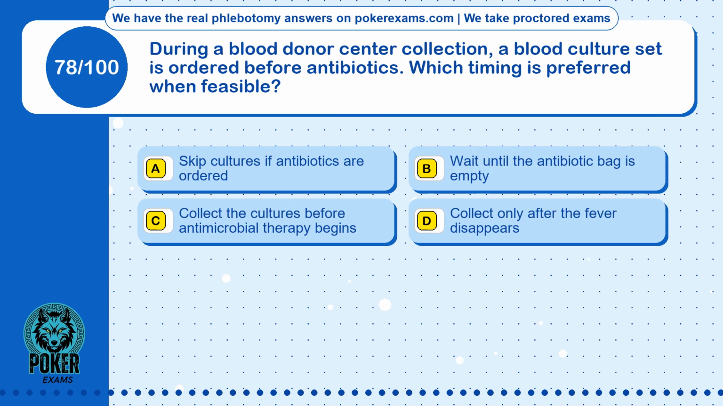Question 78. During a blood donor center collection, a blood culture set is ordered before antibiotics. Which timing is preferred when feasible? Option A. Skip cultures if antibiotics are ordered. Option B. Wait until the antibiotic bag is empty. Option C. Collect the cultures before antimicrobial therapy begins. Option D. Collect only after the fever disappears.